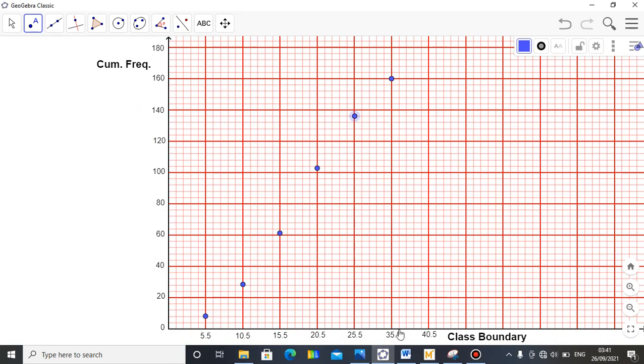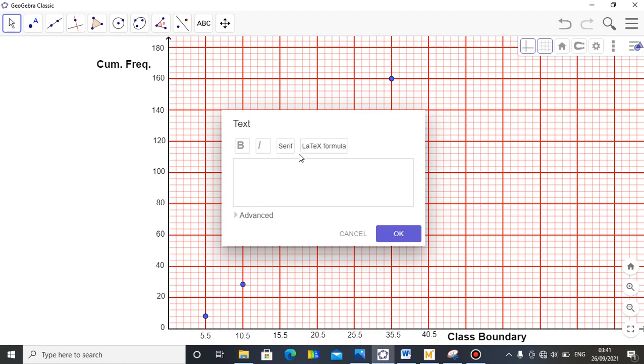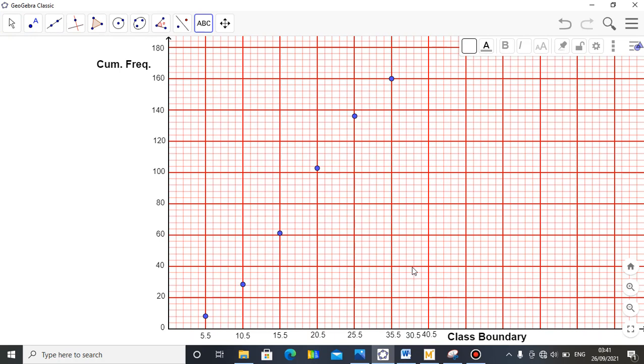Sorry, I made mistake in my labeling. Something is missing. Let me put the value, which is 30.5. Okay, need to move this to here. Sorry for that. Okay, so after 25.5 supposed to be 30.5.